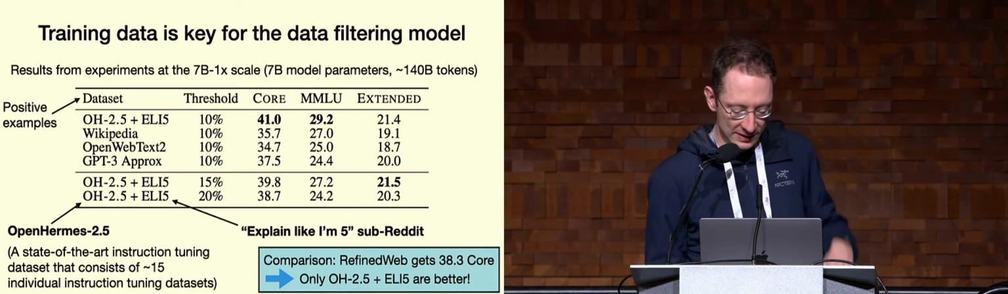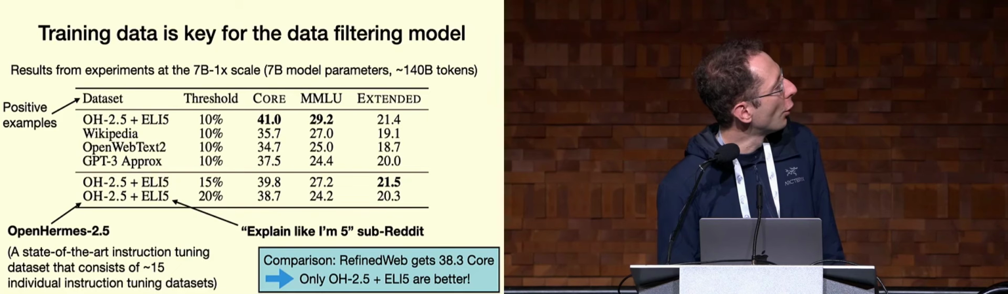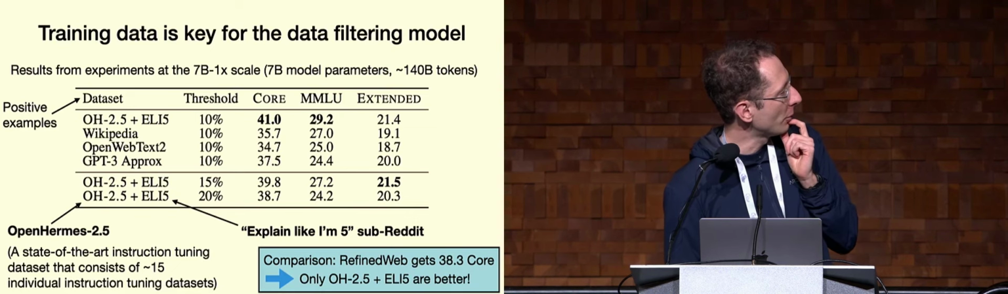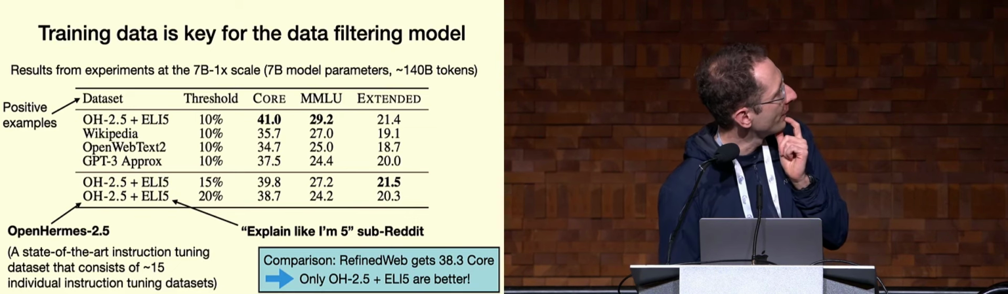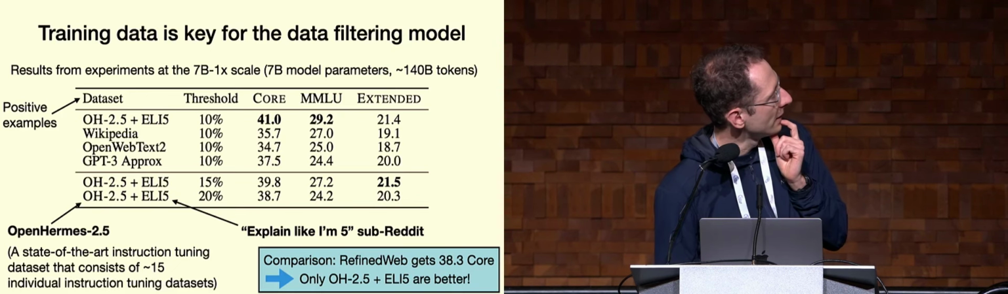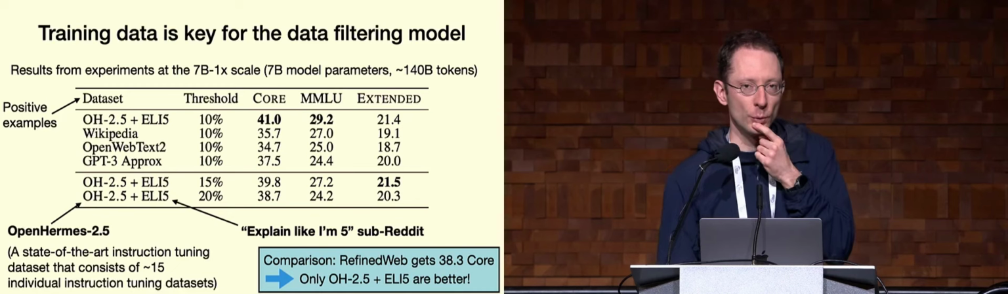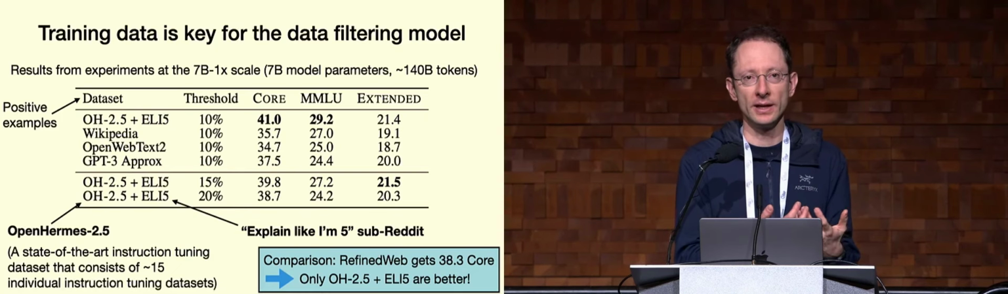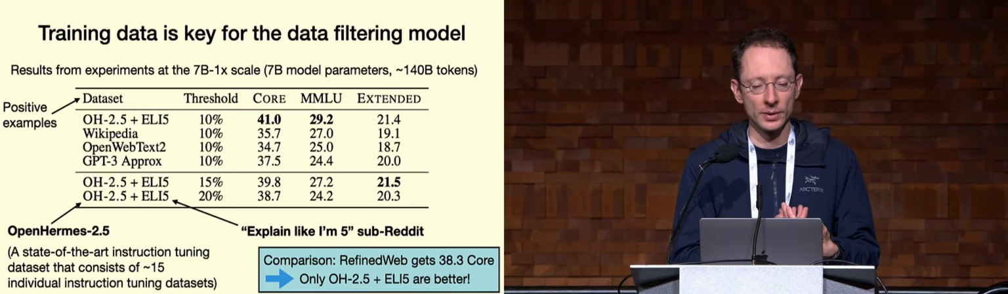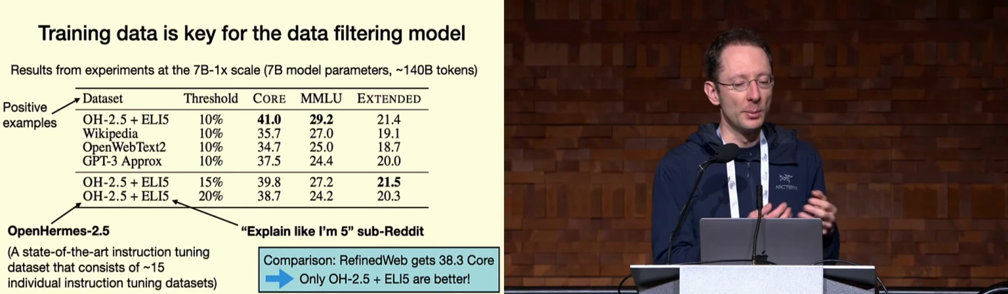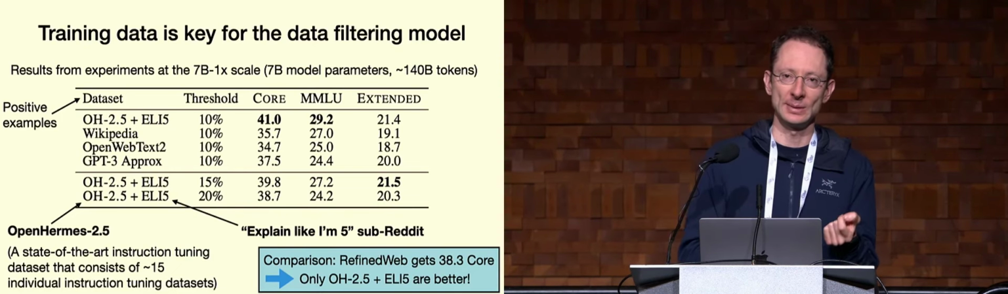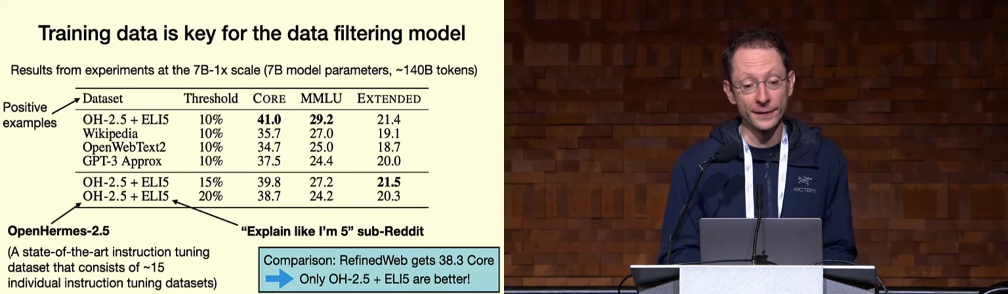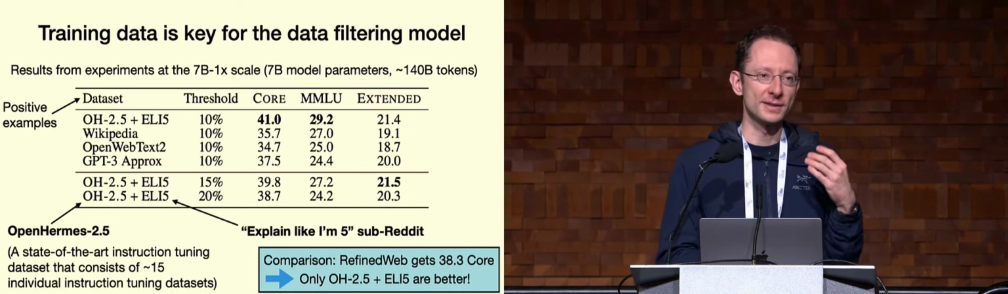And the important thing here is, as a baseline, we can again look at no filtering. At the 7 billion model parameter scale, if you just do the RefinedWeb reproduction, you get 38.3 on CORE. So all of these other data sets as positive examples actually do worse than doing no filtering. This was quite surprising to me because we think of Wikipedia usually as high quality data. It's comprehensive, well curated by humans as an encyclopedia. But it turns out if you use Wikipedia as positive examples in your data filter, this is substantially worse than using Open Hermes or other instruction tuning data sets. In fact, using Wikipedia for your data filtering is worse than doing no data filtering at all.